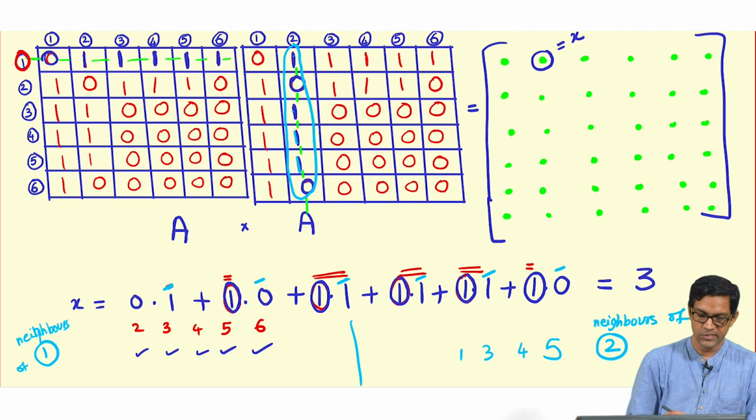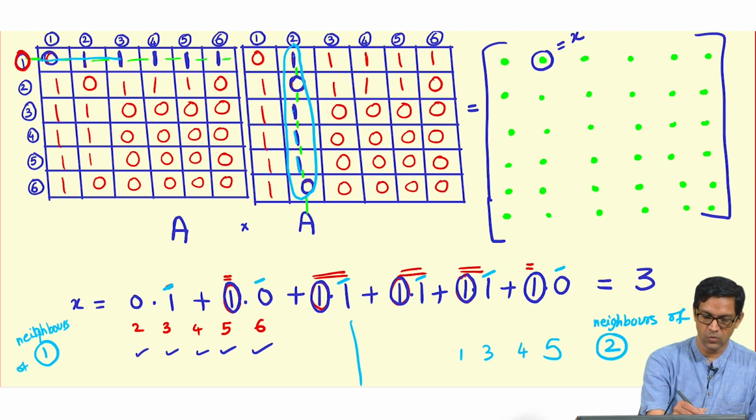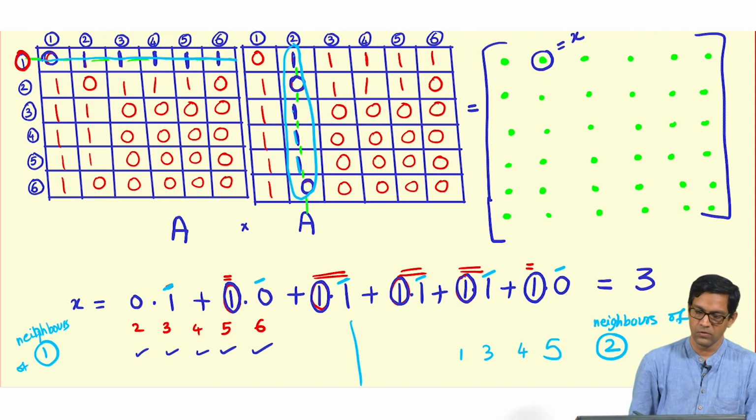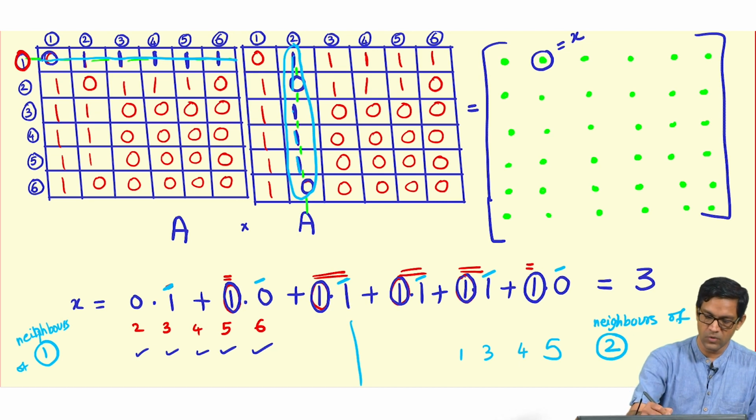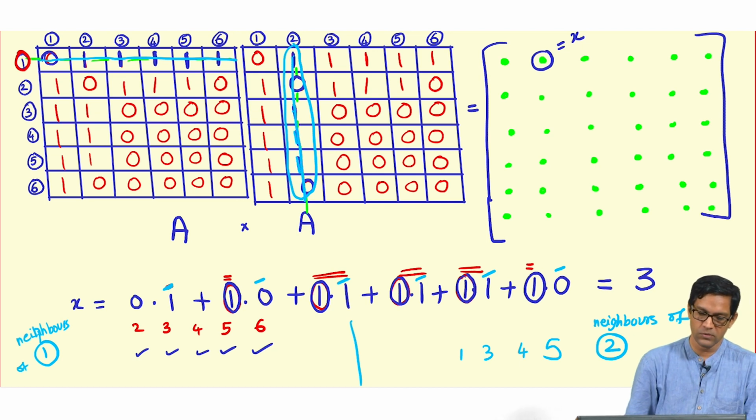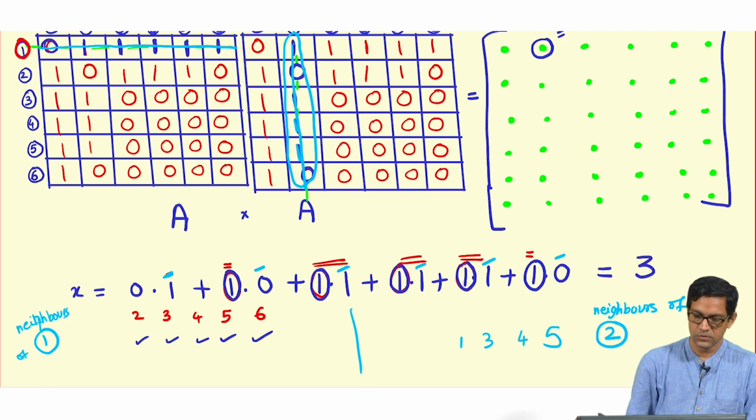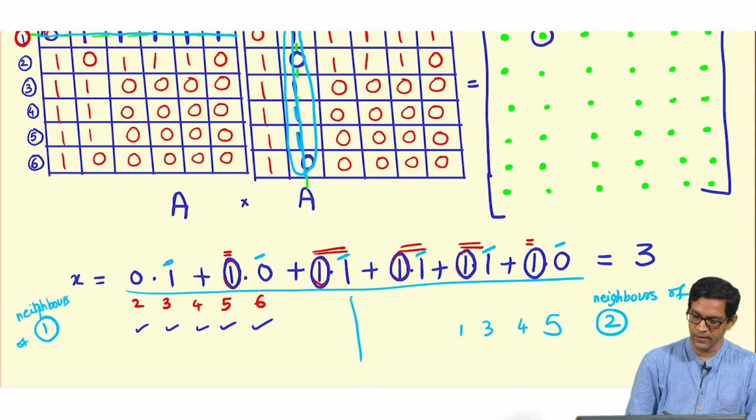Okay. So, the neighbors of 1 are what you get when you go across this row of the matrix. The neighbors of 2 are exactly what you see as you go down this column of the matrix. Okay. And when you take this product and this sum to form this matrix entry, what you really are doing is the following. You are looking at each neighbor of 1, okay, and seeing if that very same thing also occurs as a neighbor of 2.